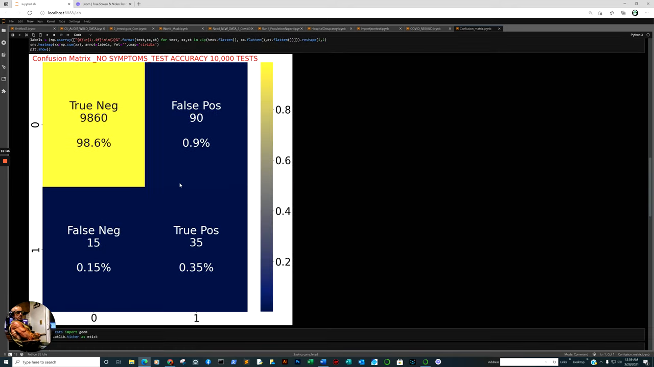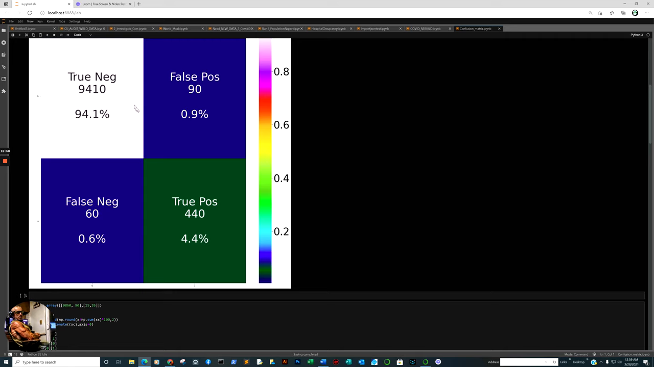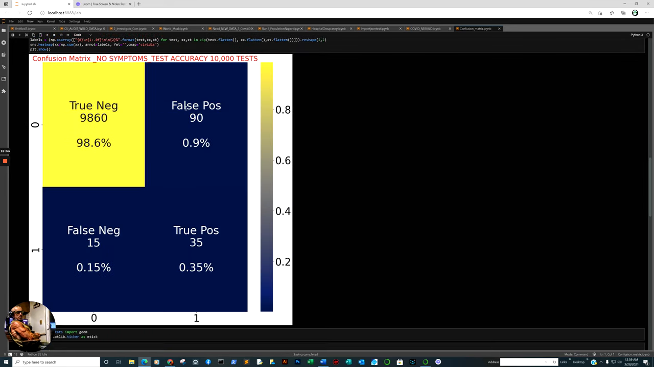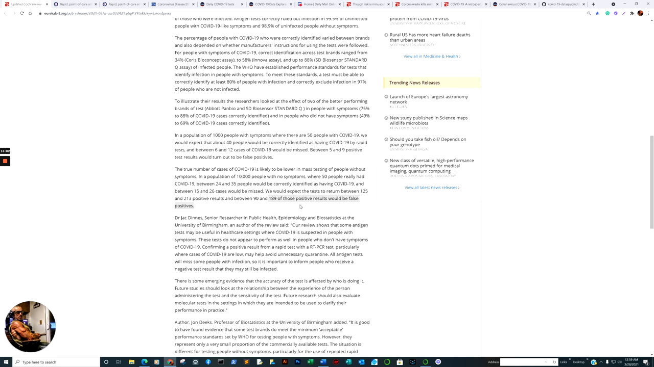Here are basically our confusion matrices for an individual with no symptoms and for an individual with symptoms. An individual with no symptoms, going back to the lineup we had right here, what did they say? We would expect a test to return between 125 and 213 positive results, and between 90 and 189 of those positive results would be false positives. There we are. I'm not going to add any bias to that. I'm going to try to even refrain from using an inflection in my voice.